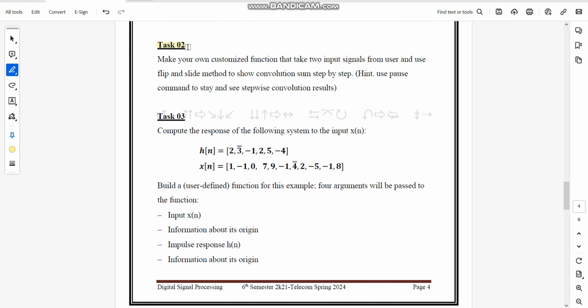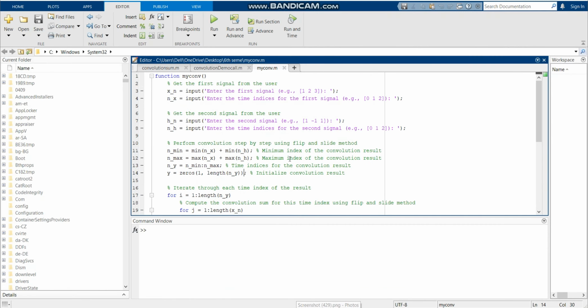Task 2 of the coding part of the lab is: make your own customized function that takes two input signals from the user and uses the flip and slide method to show the convolution sum step by step. The hint is to use the pause command to stay and see stepwise convolution results. Let us see the MATLAB code. The MATLAB code creates a function named myconv.